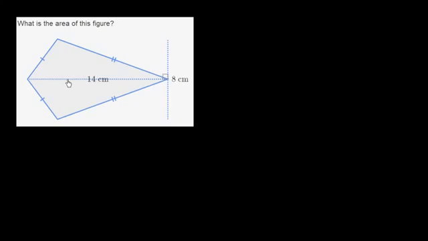symmetric around a line, that is, symmetric around a diagonal. So this right over here is a diagonal of this quadrilateral, and it's symmetric around it. This top part and this bottom part are mirror images.